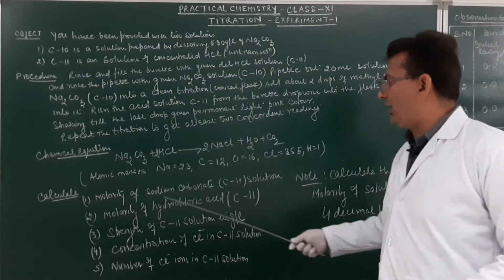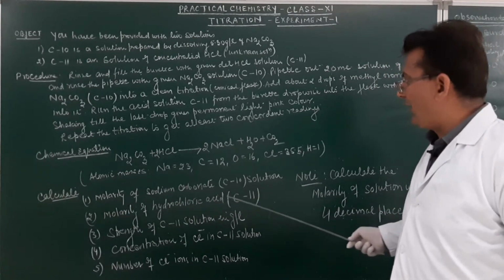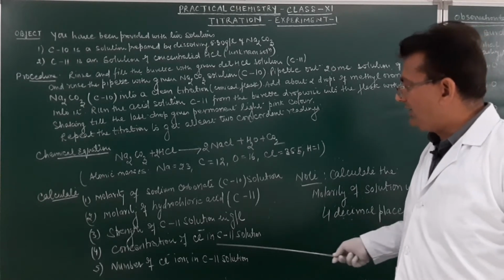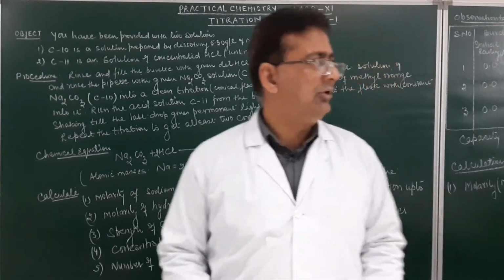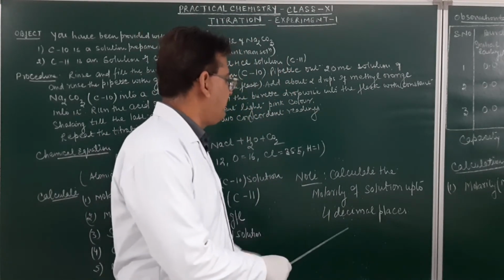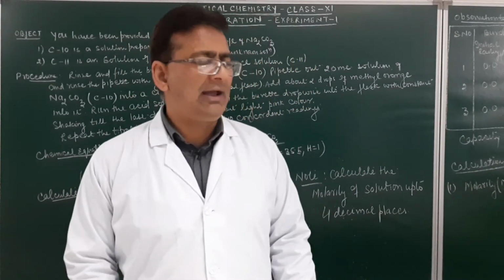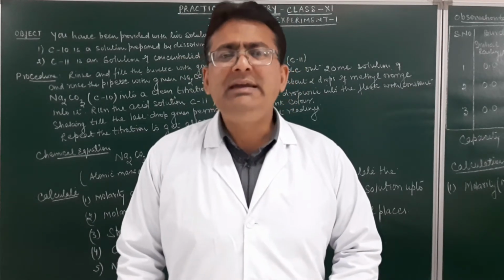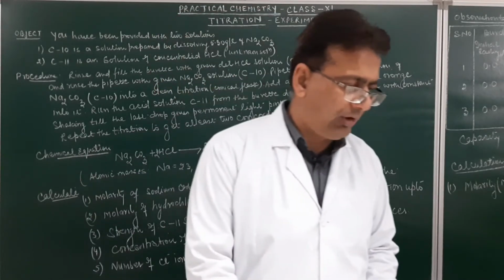I repeat the calculations. Calculate the molarity of sodium carbonate solution C10, molarity of hydrochloric acid C11, strength of C11 solution in gram per liter, concentration of chloride ion and the number of moles of chloride ion in the C11 solution. Note students, any calculation of molarity should be made up to 4 decimal places. Any calculation which is not made up to 4 decimal places will not yield you the marks, because as per the board instruction, the calculations are to be made up to 4 decimal places.